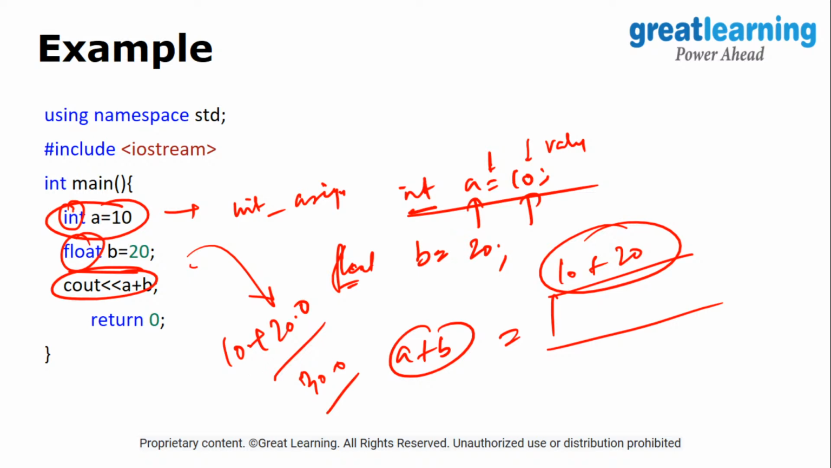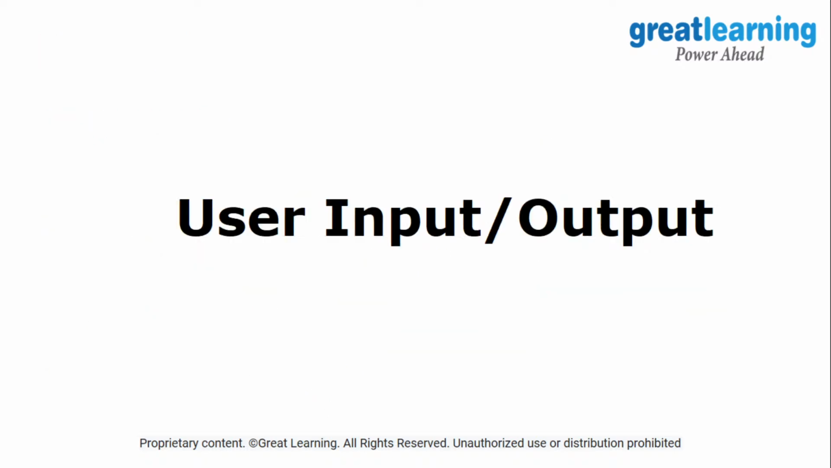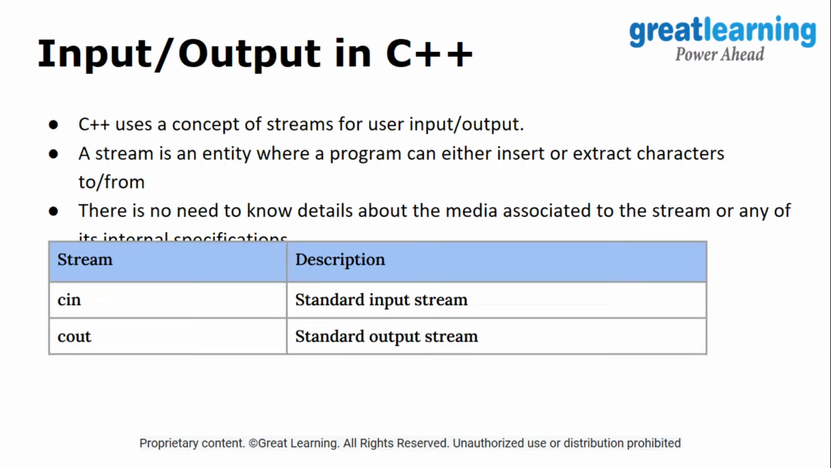Okay, cool. Now let's move ahead and talk about input and output, wherein we will bring cin and cout into the picture. In C++, we have a concept of streams for user inputs and outputs, wherein you can input something. And cout is something that is used for the standard output stream.